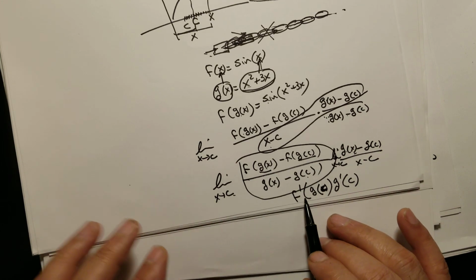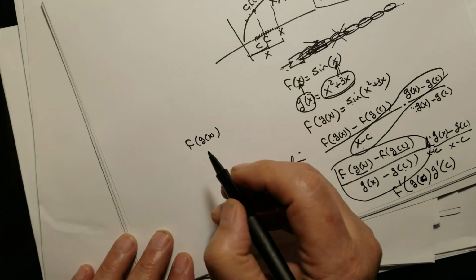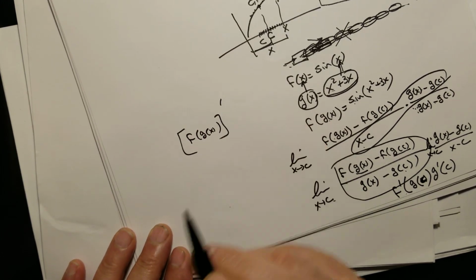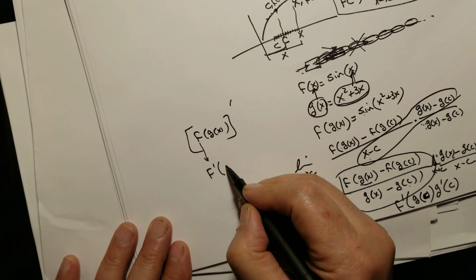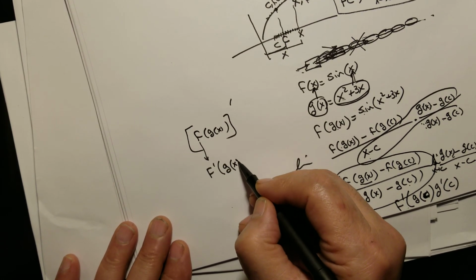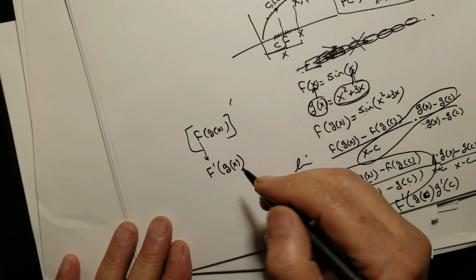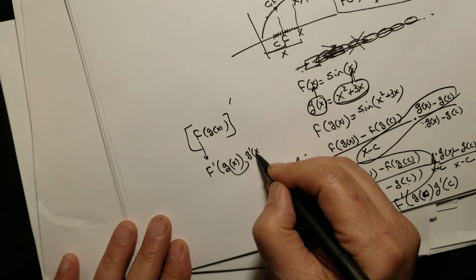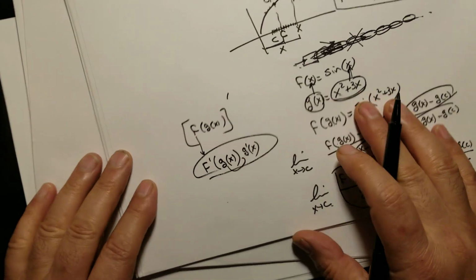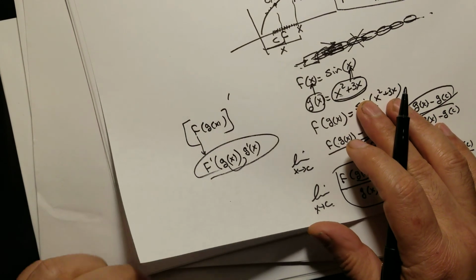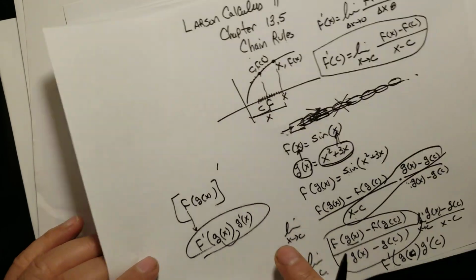Therefore, the derivative of f of g of x is the derivative of the outside function with the inside function staying intact, times the derivative of the inside function. That is what we learned in Calculus 1. But my question today is, what happens if we move on to multivariable calculus?